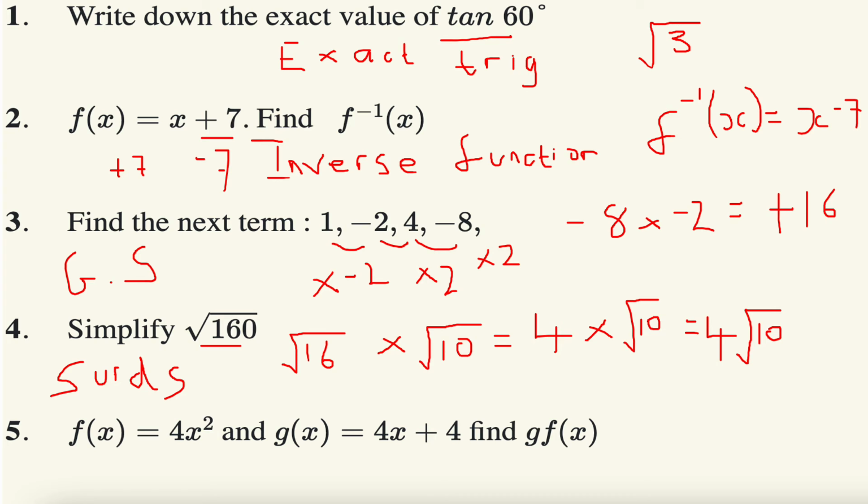This is question number 5, guys. f of x equals 4x squared and g of x equals 4x plus 4. Find g f of x. Well, I start with the function on the right-hand side, so I'm working from right to left. So I'm working in this direction.